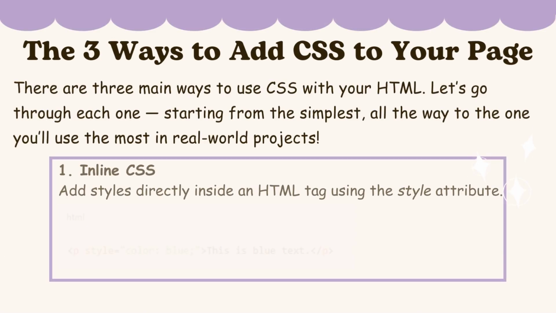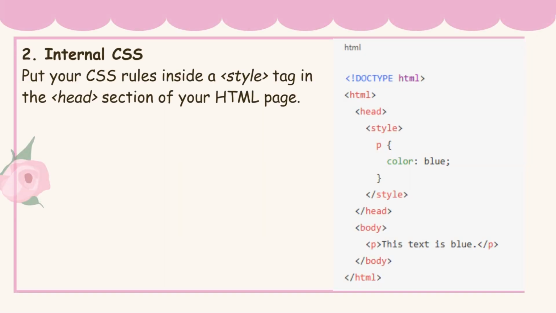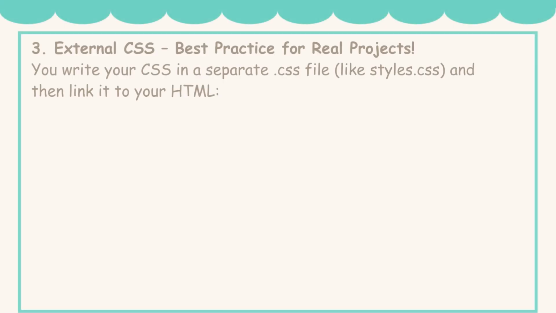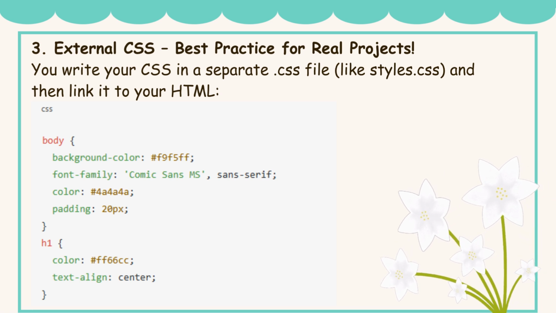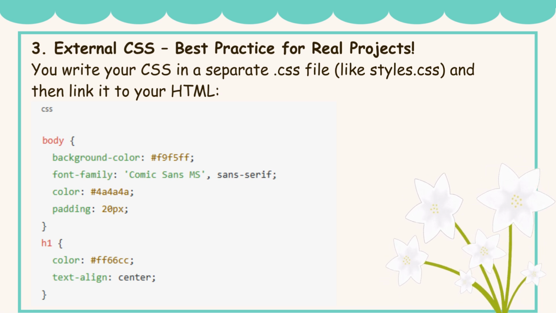There are three main ways to use CSS. Let's start with inline CSS, written inside an HTML tag using the style attribute. Next is internal CSS, written inside a style tag in the head section of your HTML file. And finally, external CSS. This is best for real projects. You write CSS in a separate file, like styles.css, and link it to your HTML.